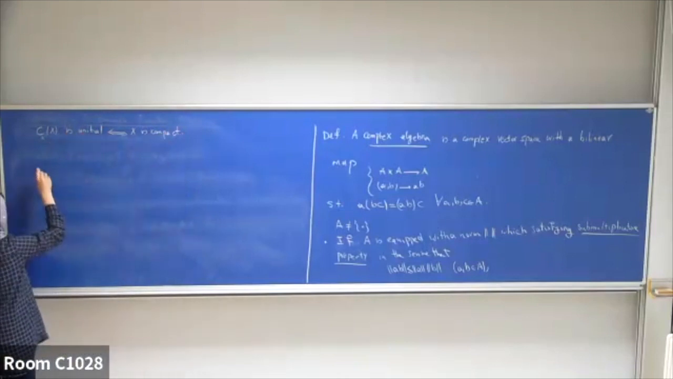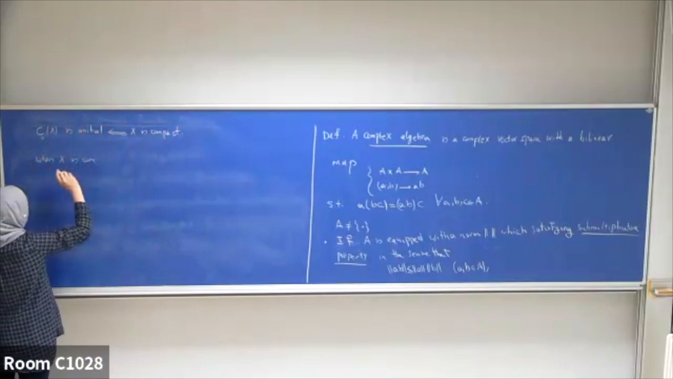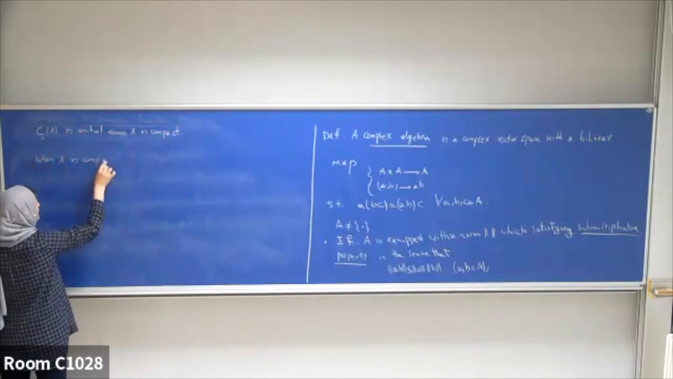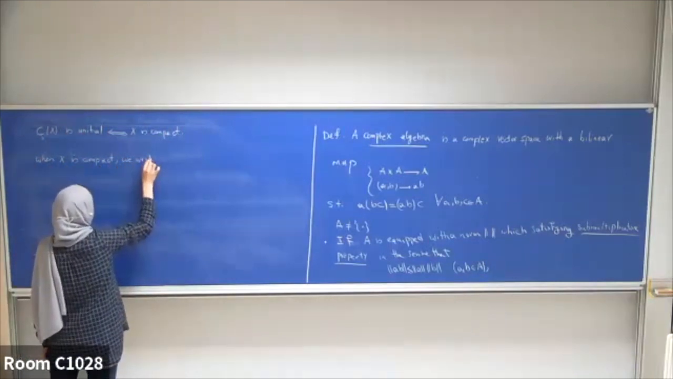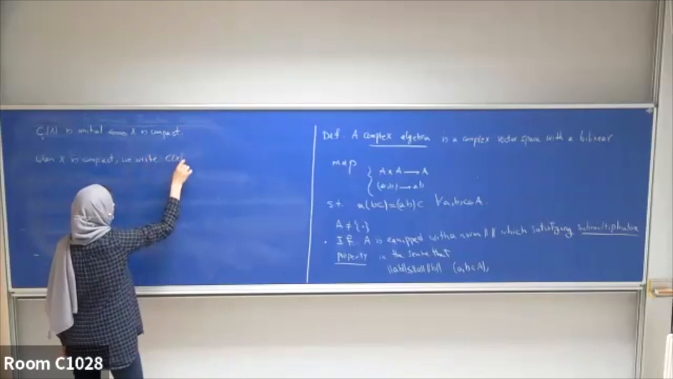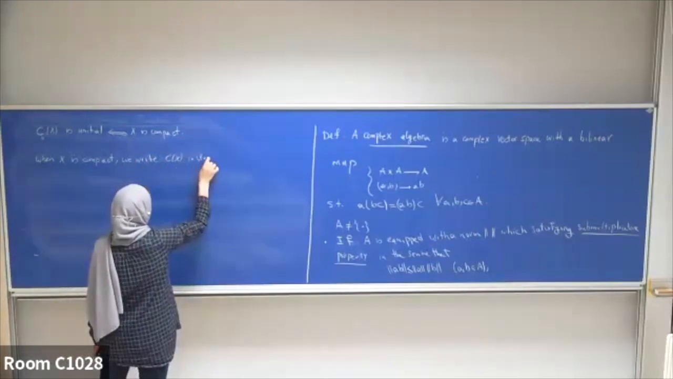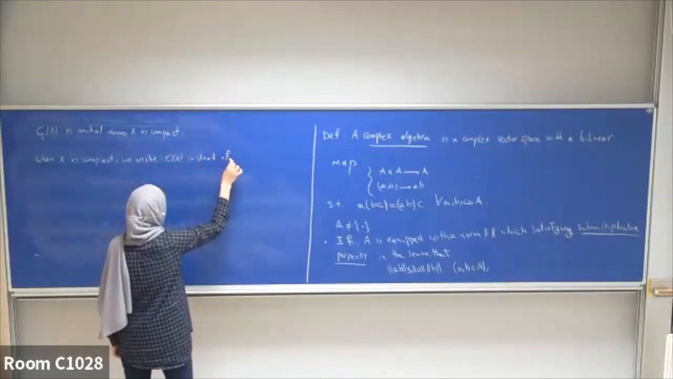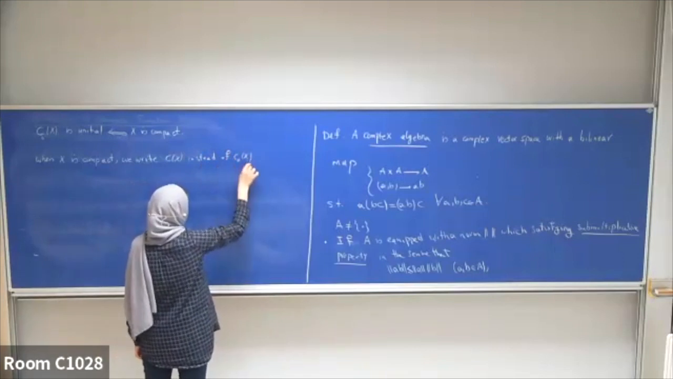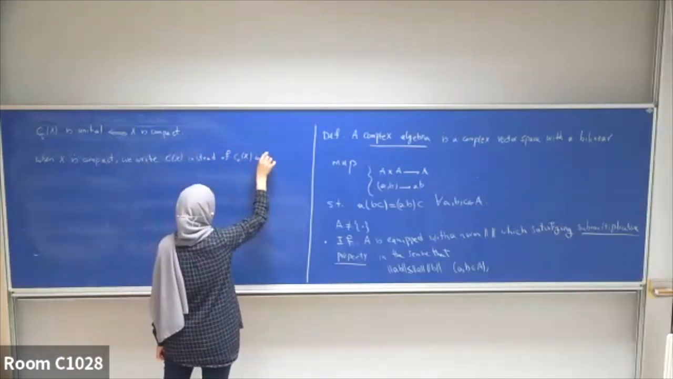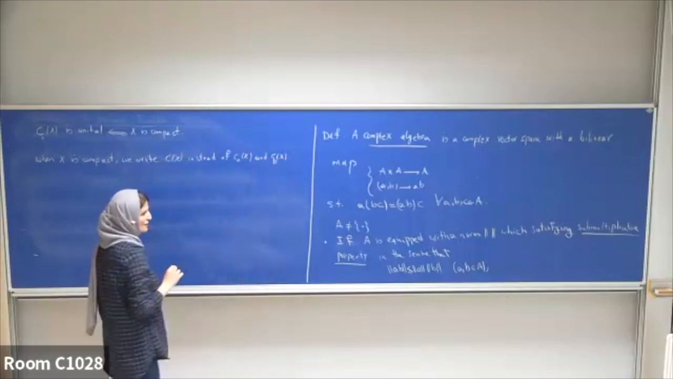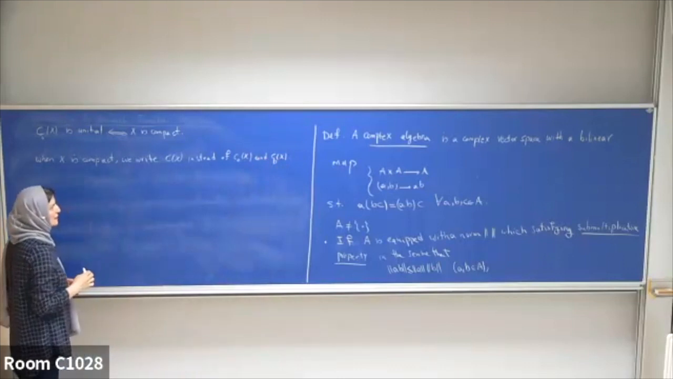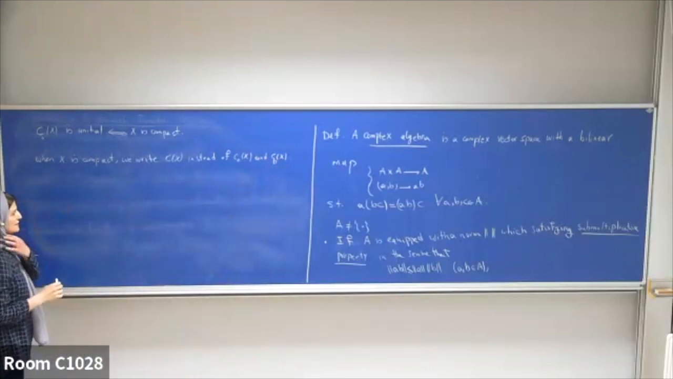Of course, when X is compact, because I will use this notation later, we write C of X instead of C0 of X, or even instead of CB of X. And it's exactly the algebra of all continuous complex valued functions on X.